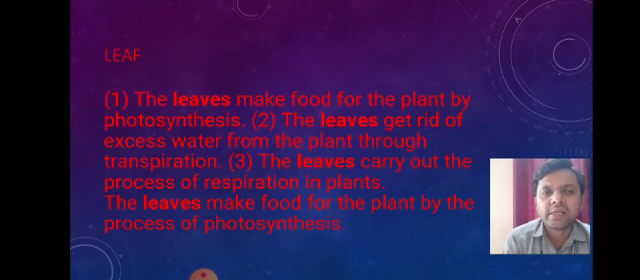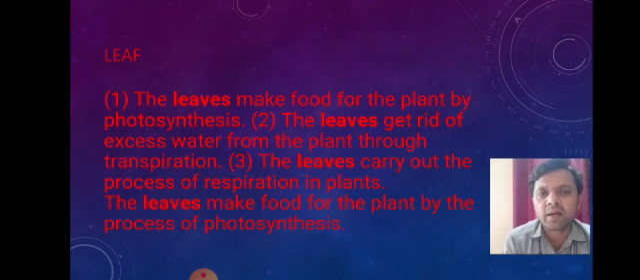Number 3, the leaves carry out the process of respiration in plants. Obviously, plants breathe through the leaves. On leaves there are some tiny holes called stomata. With the help of stomata, the plant breathes in carbon dioxide, which you all know.